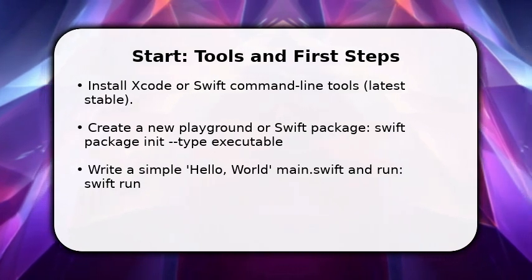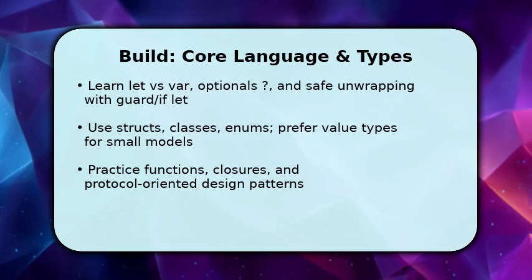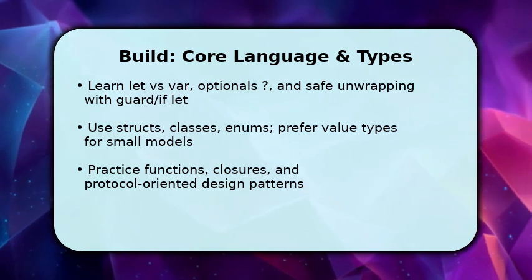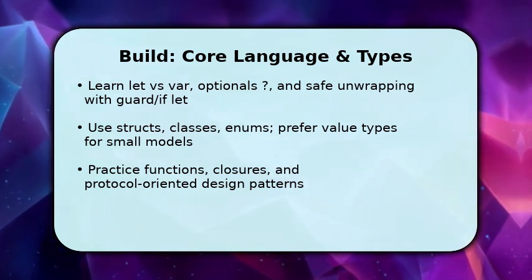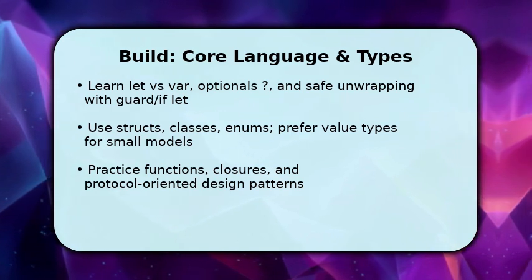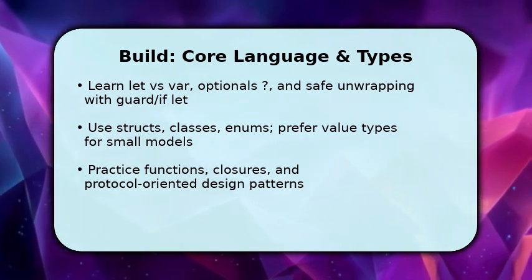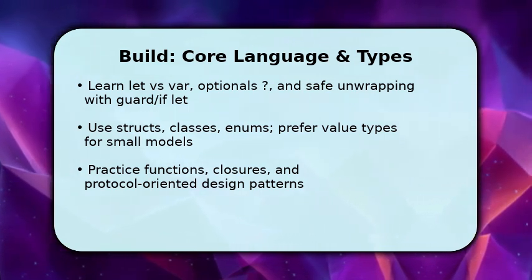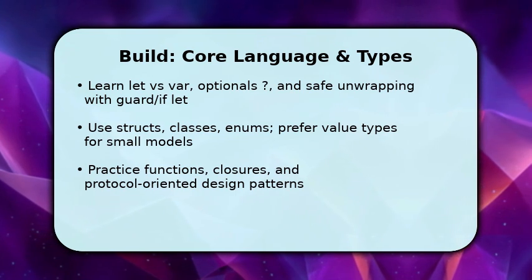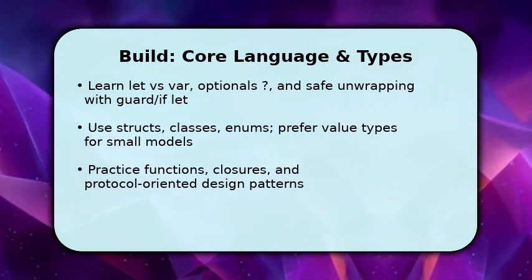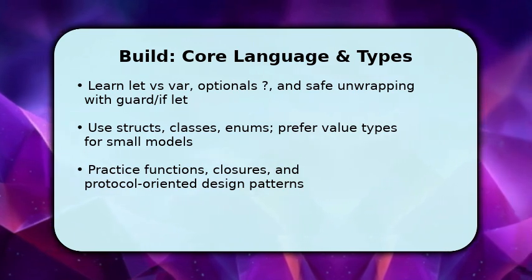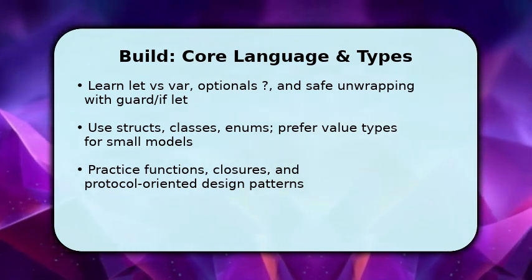You now focus on the core. Use let for constants and var for variables, and handle optionals with guard or if let so crashes are avoided. Once comfortable, design models using structs for value semantics and classes when identity matters. Enums express finite states clearly. Make functions small and prefer protocols for flexible APIs. Protocol-oriented design reduces coupling. Practice by refactoring a small module into protocols and types.